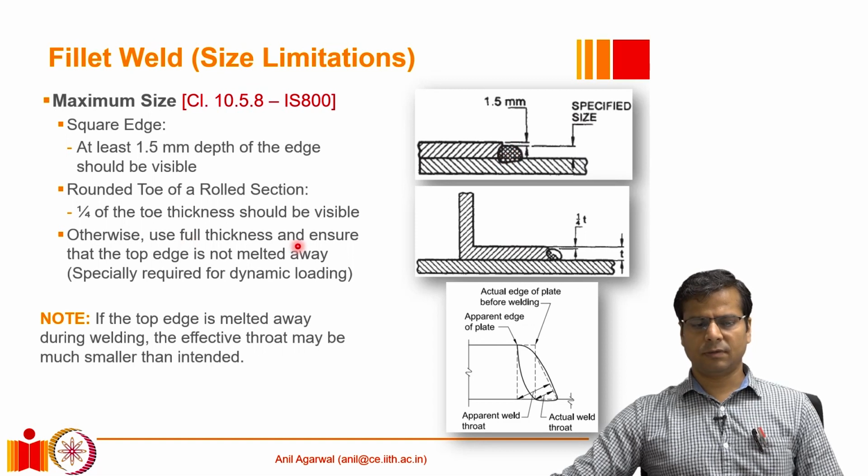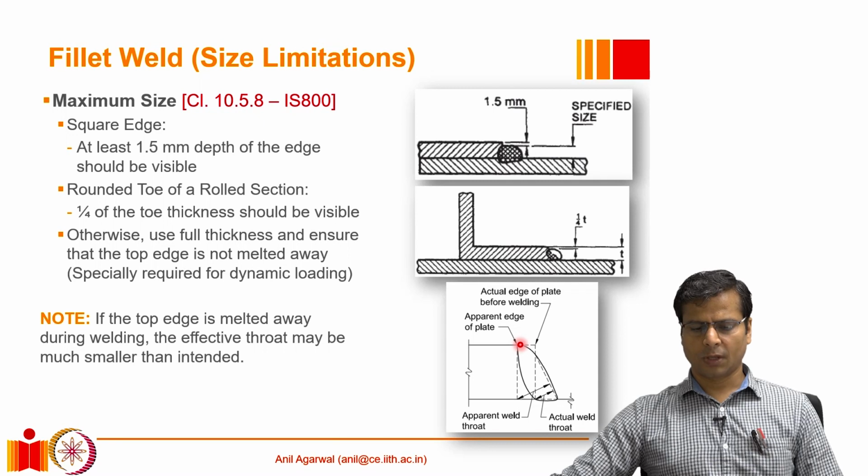In certain conditions, we can use the full thickness of the plate for the fillet weld. In fact, under dynamic loading conditions, that is the one that is encouraged. That is the type of weld we should use. But in regular static conditions, we should use a weld which is slightly smaller than the total plate thickness. The reason for that is actually not coming from the regular stress concentration or anything. It is just the practical possibility of the top edge getting melted away in the welding process, and we may not know exactly where the top edge existed.